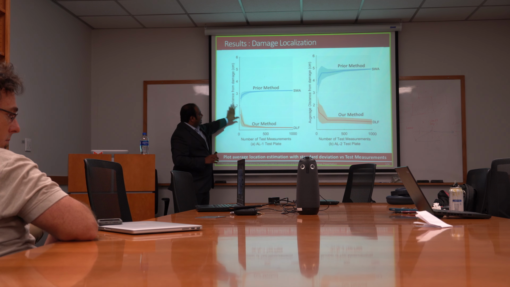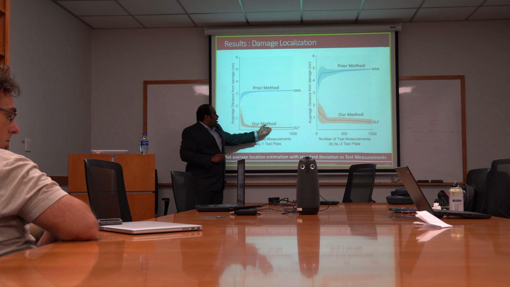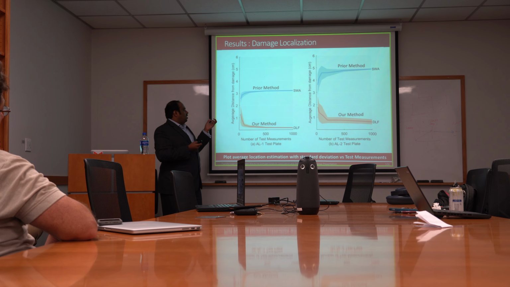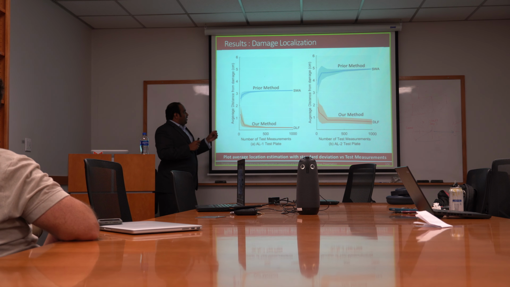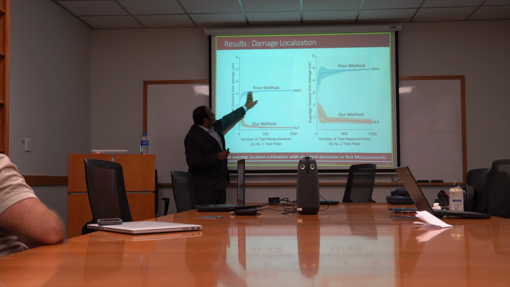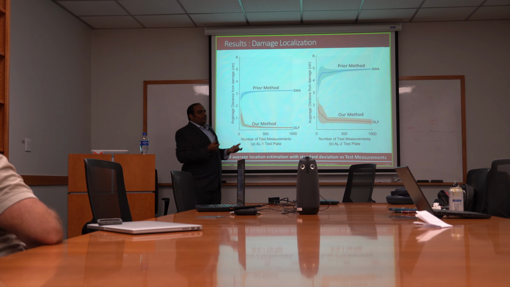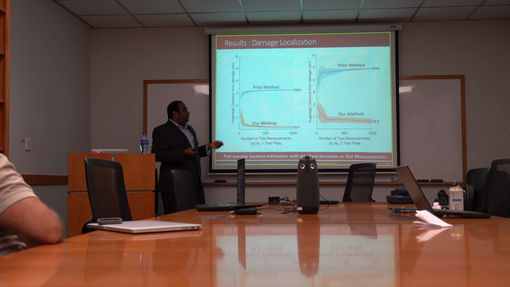One is with aluminum plate 1, you can see that the average distance from the damage converges to a very small value. That goes down to 0.01 centimeter, which is 0.1 mm, I think. Something like that. And when you compare the prior method, it converges to a different value, which is about 3.1 centimeters from the damage. So we spent some time on why this is happening before looking at the actual images.